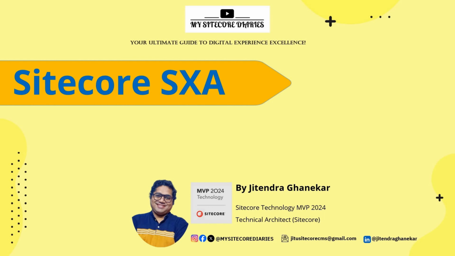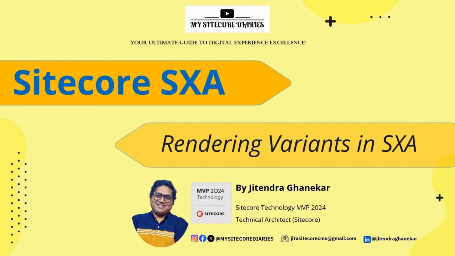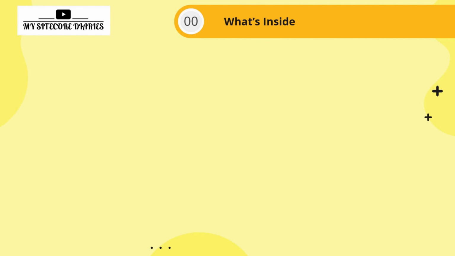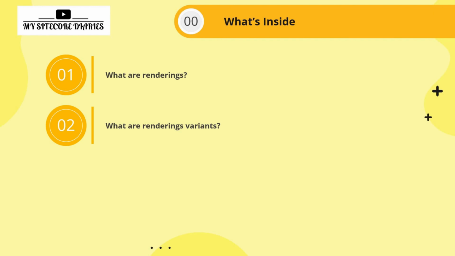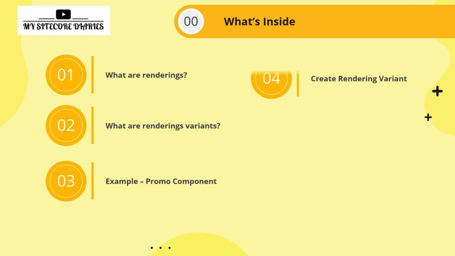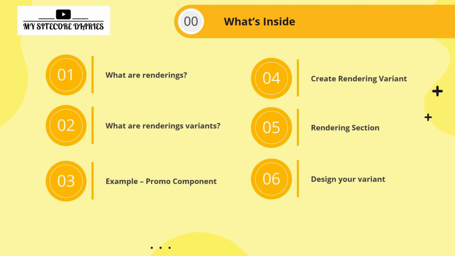This is the video from the series Sitecore SXA, and today we are going to see a topic: rendering variants in SXA. So what we are going to see in this video, we will see what are renderings, then we will see what are rendering variants. We will see an example of a promo component. We will see how we can create a rendering variant, how we can create the rendering sections, and then design your variant.